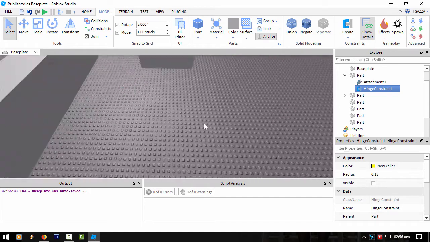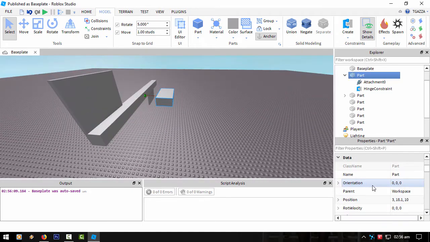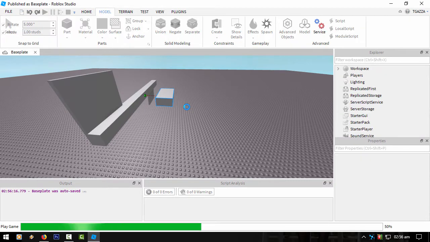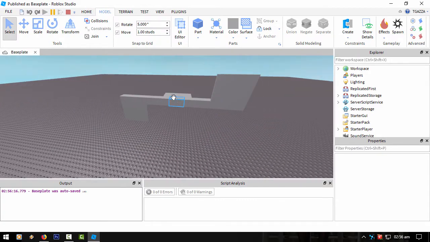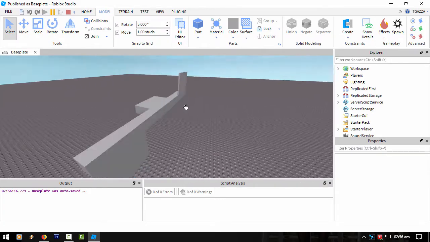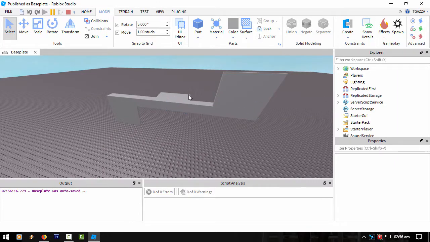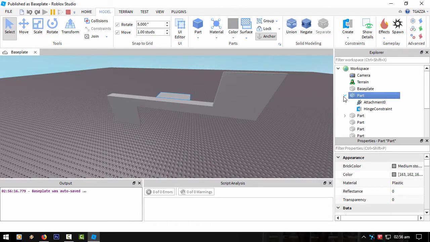At the moment that won't do anything, and I think I anchored that. I did. So let's play it. There you go. You see that? It got teleported to where the hinge should be. So let's get this in motion.